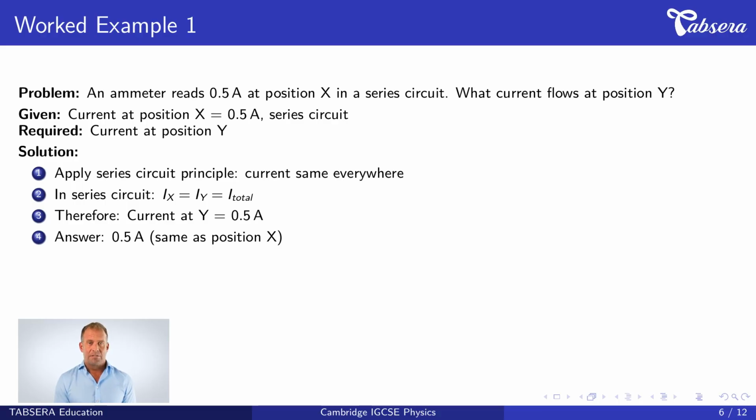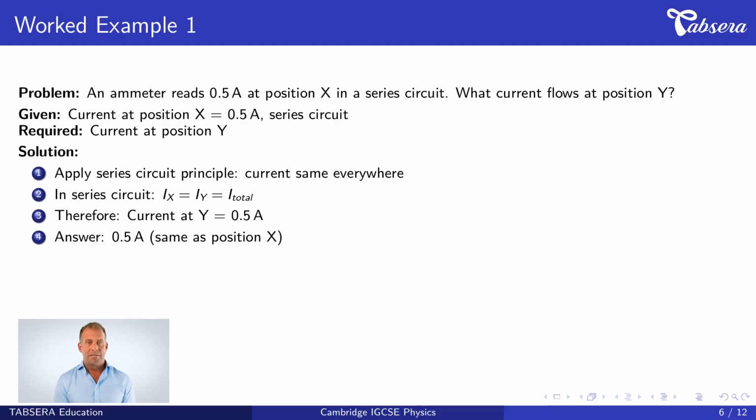Let's work through our first example. The problem states, an ammeter reads 0.5 amperes at position X in a series circuit. What current flows at position Y? We are given current at position X equals 0.5 amperes, and we have a series circuit. We need to find the current at position Y.